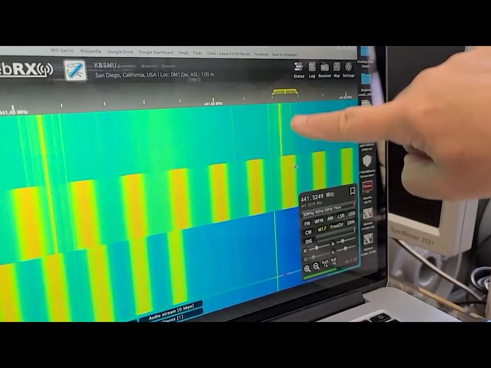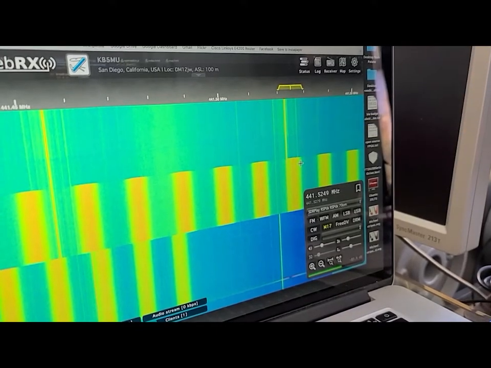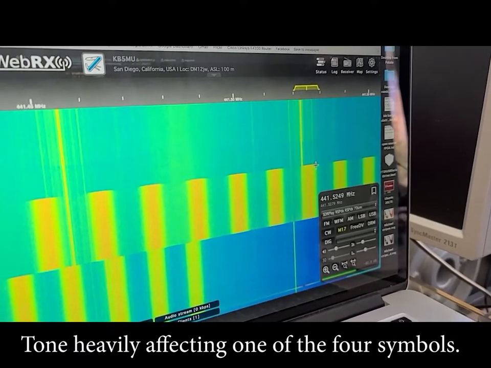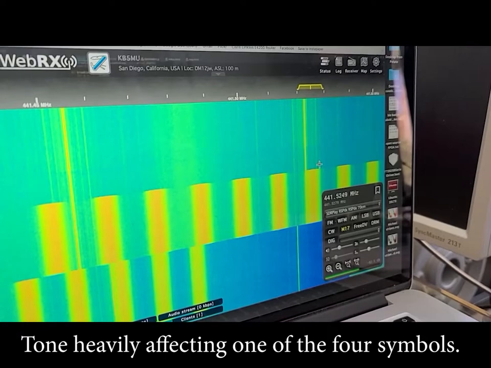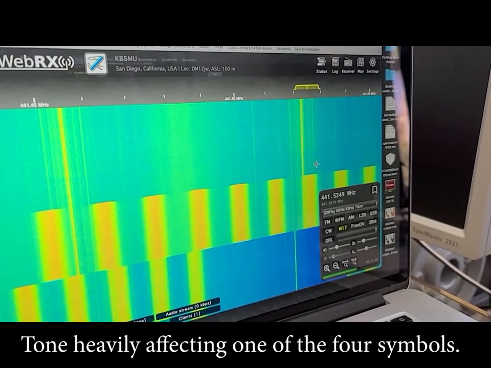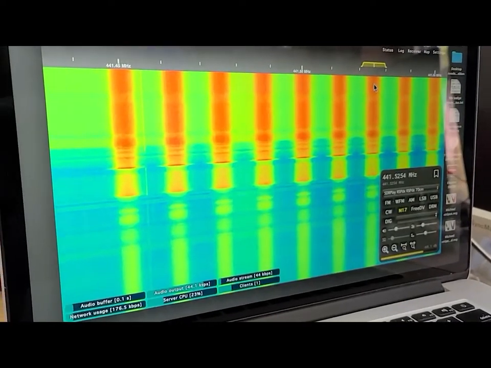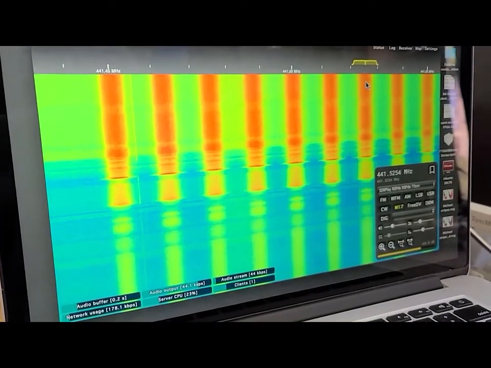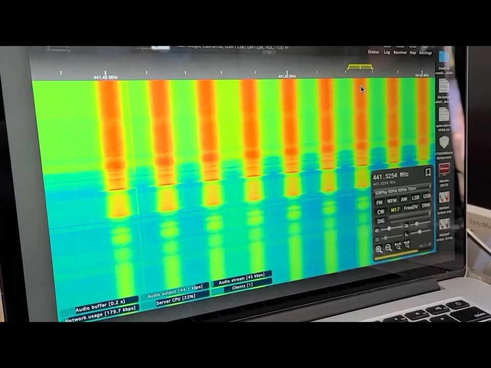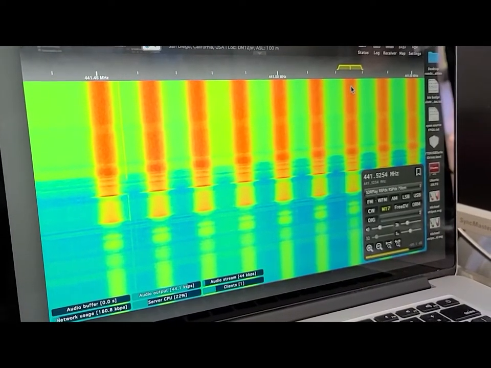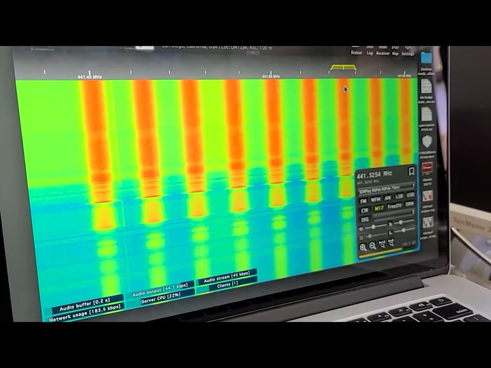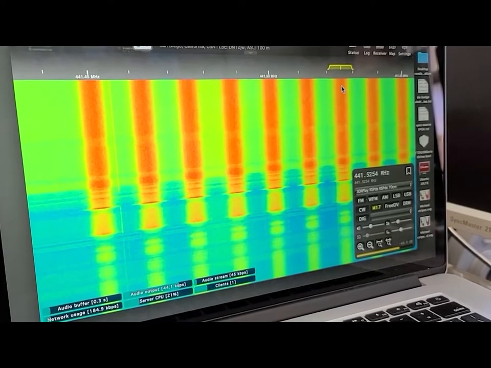Notice there's a tone interfering with that channel. We've reduced the amplitude of the interfering signal by moving the radios around, and that seems to have been sufficient to cause the problem to go away.